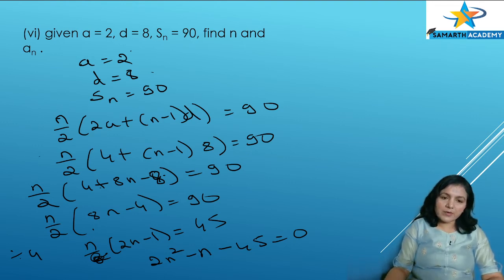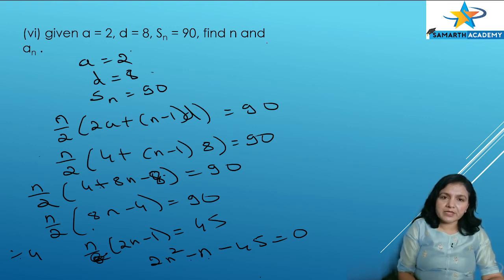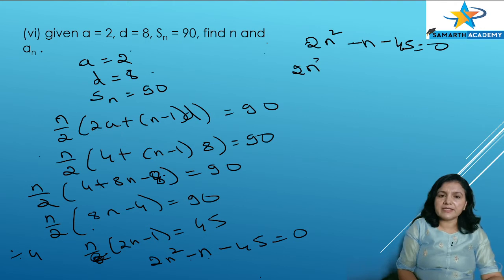Now, when you multiply, you have to get 2 into minus 45, which is minus 90. And when you add, you have to get minus 1. So what are the numbers? Minus 10 and plus 9 are the numbers. So let me factorize the given equation. 2n square minus n minus 45 equal to 0. After splitting the middle terms, this becomes 2n square minus 10n plus 9n minus 45 equal to 0.